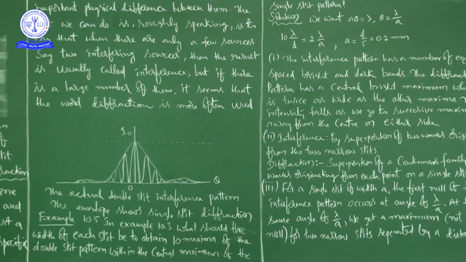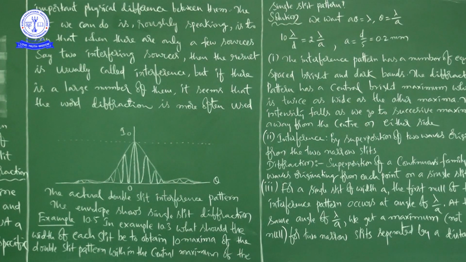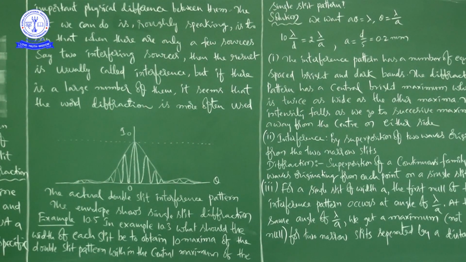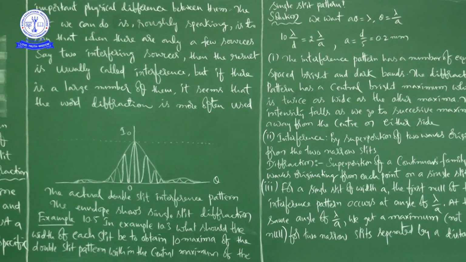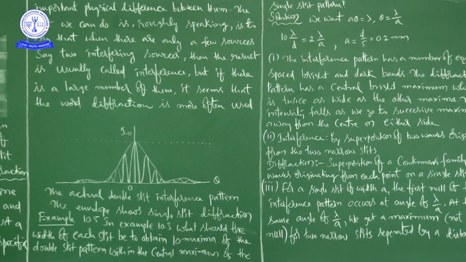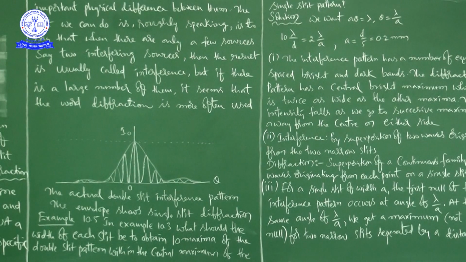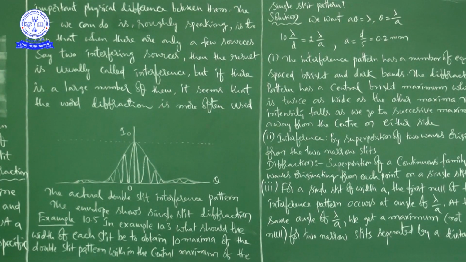So, the small d in Young's double slit experiment and small a, the width of the single slit in the single slit diffraction experiment, have to be quite small to observe good interference and diffraction patterns. For example, the separation small d between the two slits must be of the order of a millimeter. Similarly, in single slit diffraction, the width small a of the slit must be even smaller, of the order of 0.1 or 0.2 mm, for a good interference or diffraction pattern.